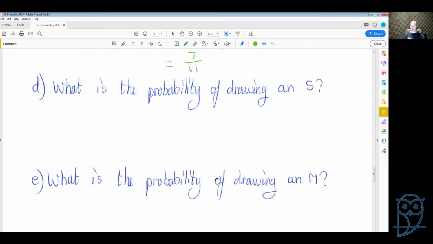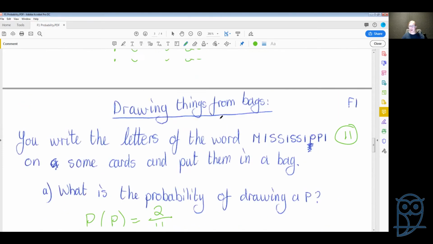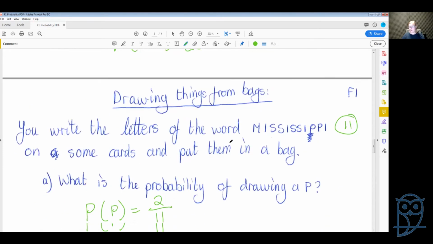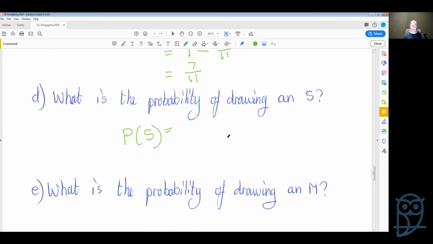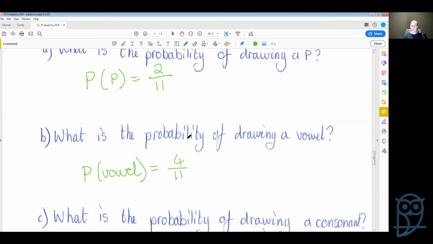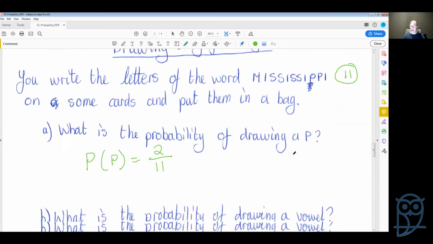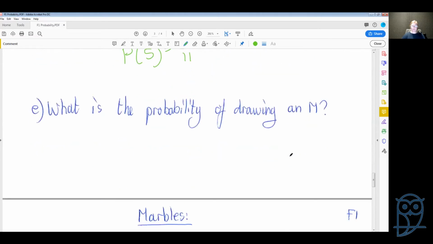So continuing on, probability of drawing an S. So we need to go back up here and look at how many S's there are. There are 4 S's. So that would just be 4 out of 11. And the probability of drawing an M, there is literally only 1 M. So probability of drawing an M will then be 1 out of 11.